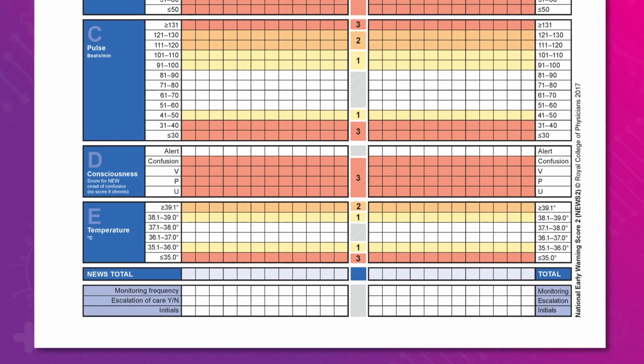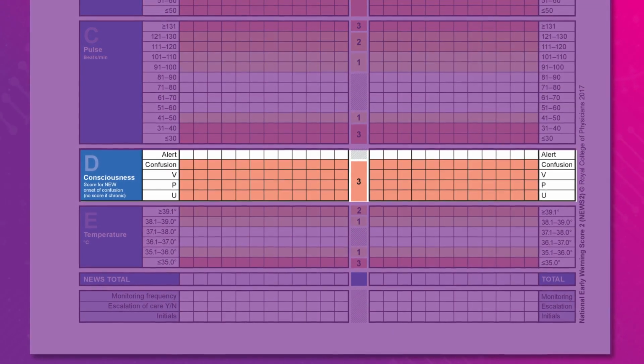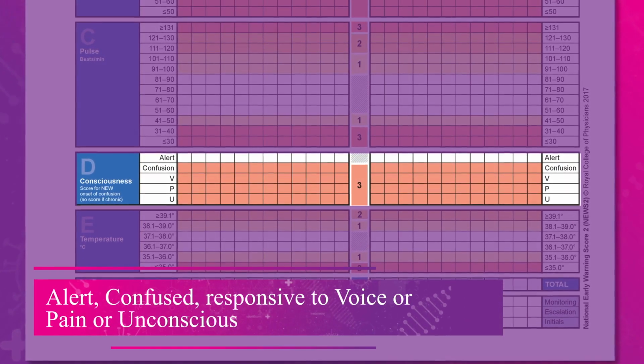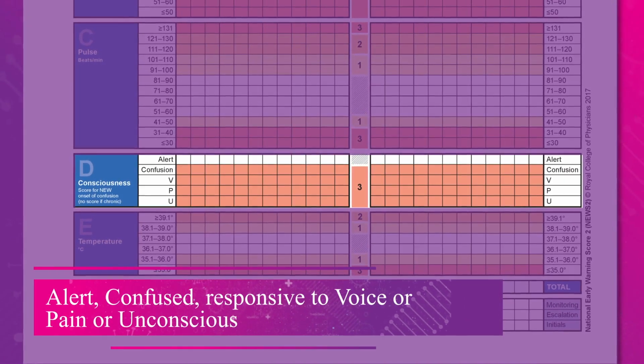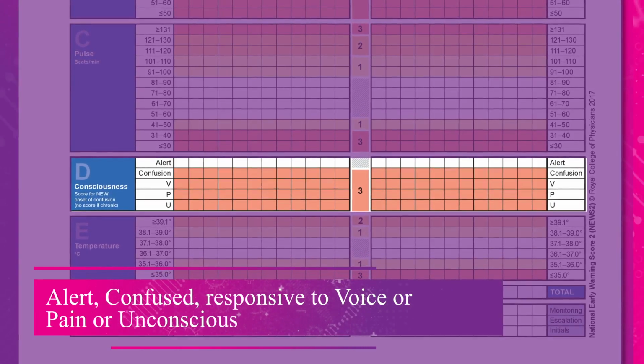On the NEWS2 chart, you will be asked to assess the patient on the AVPU scale and make a decision on whether or not the patient is alert, confused, responsive to voice or pain, or unconscious. If the patient scores less than A on the AVPU scale, you must perform a GCS.